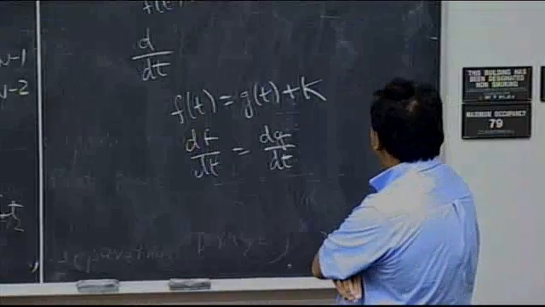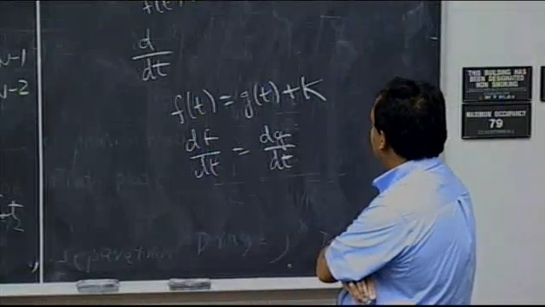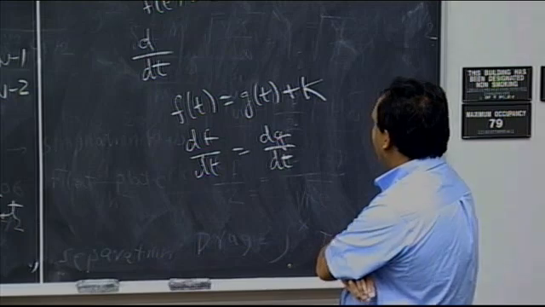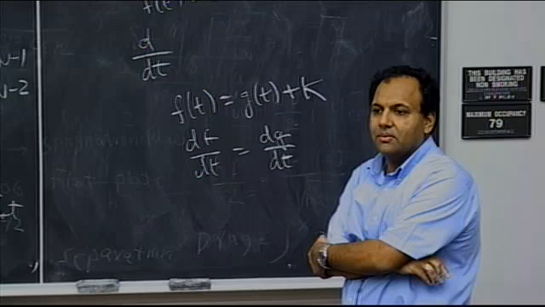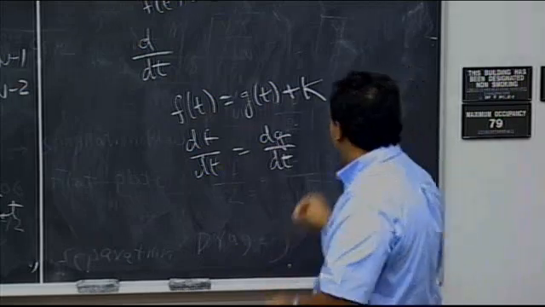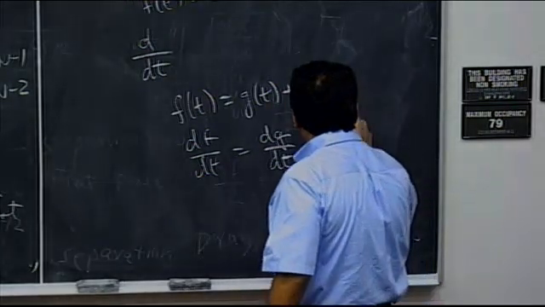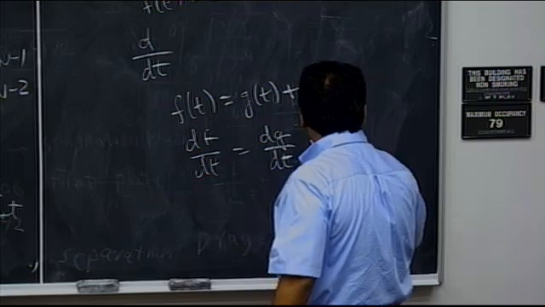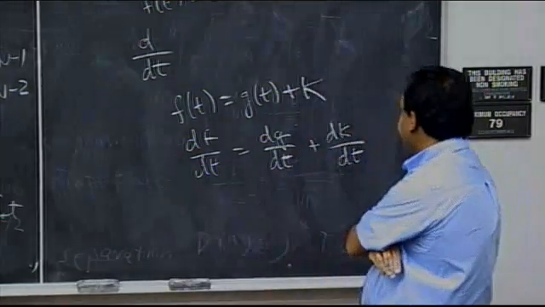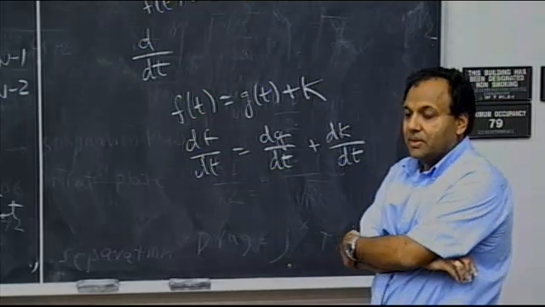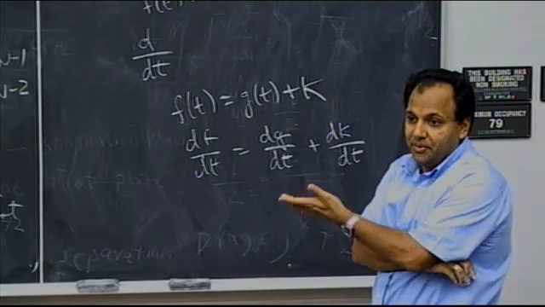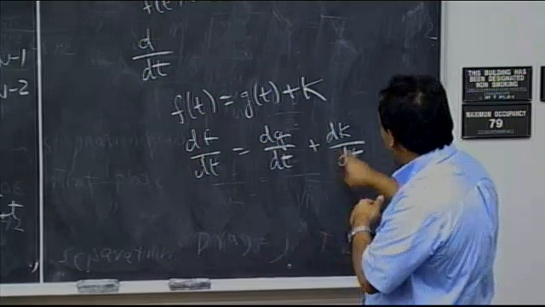Why? What happened? Where'd it go? Why isn't it there? Why isn't it here? It should be, right? What's dk dt? Why? It's not a function of t, right? So its derivative is 0. What does that tell me about the operator d dt?